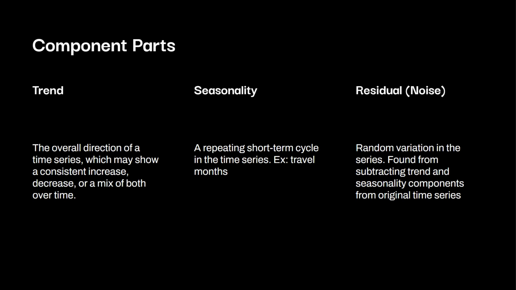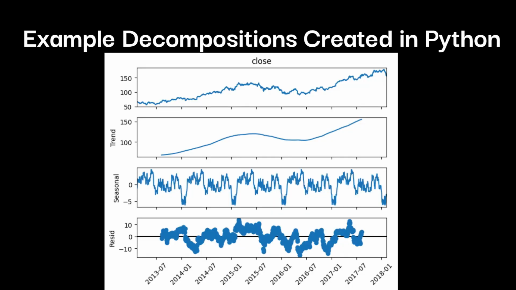Residual, right? This is the random variation in the series found from subtracting the trend and seasonality components from the original time series. And this is an example of one of the decompositions we're going to be performing in the video. Like with the rest of the series, we've been using the Apple stock 5 years, so we'll be using that as well in this video. We're going to do a few different decompositions. We'll talk about this in a bit, but these are the 4 different graphs that will be generated with just a few lines of code. So we'll get into that a little bit later.